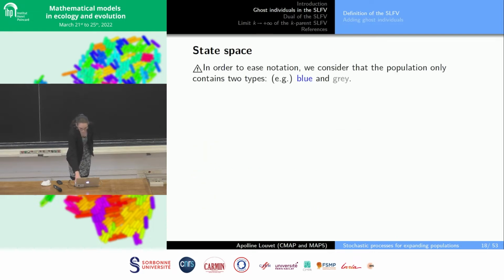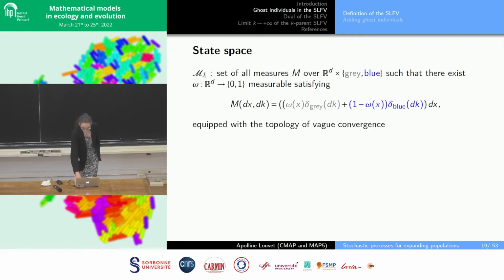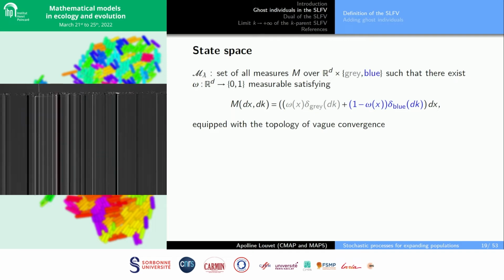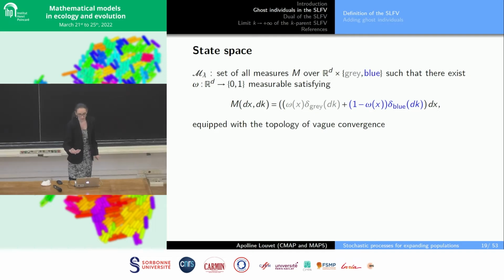So I won't go more into the details of the formal construction, but I will still explain fairly quickly what is actually the state space on which the process is defined. In order to make notations readable, I will consider that we have only two types in the population, the blue type and the gray type. And we will consider the set of all measures on R^d times our type space, such that we can define what can be considered as a density in gray individuals, and such that this density is {0,1}-valued. So, I mean the set, not the interval, such that we can consider that in each location, all individuals are of the same type.